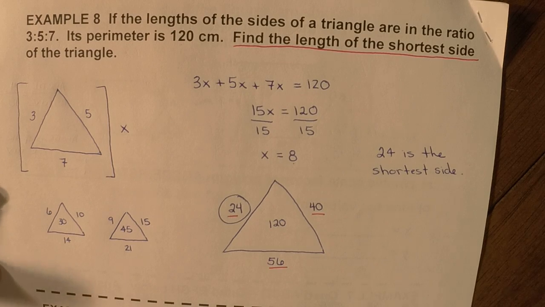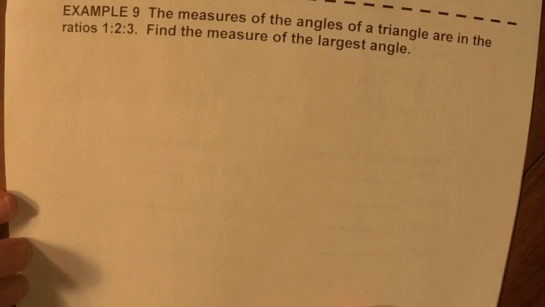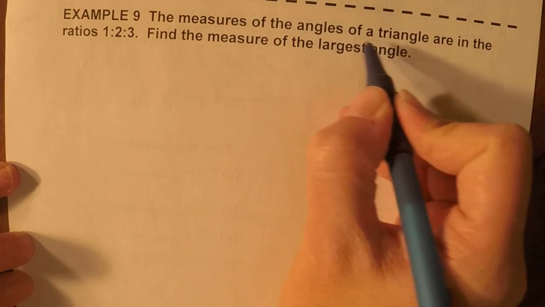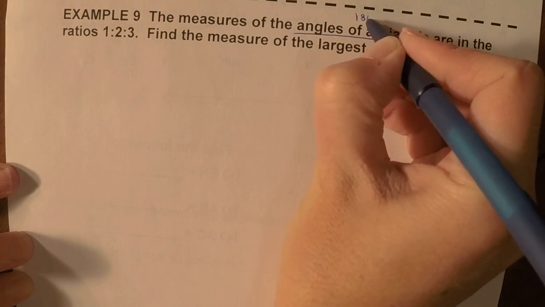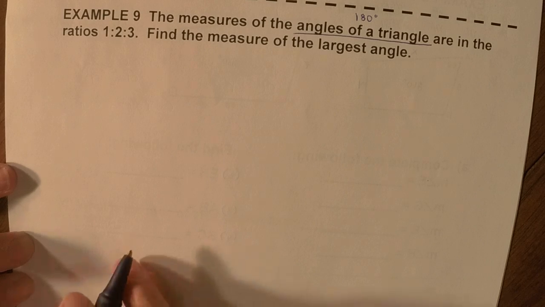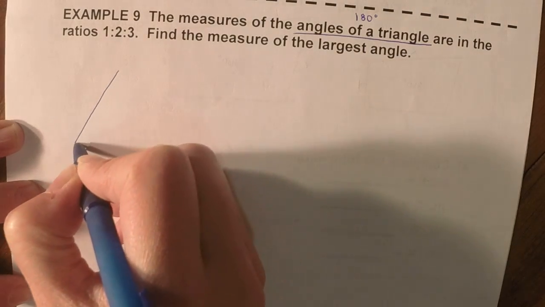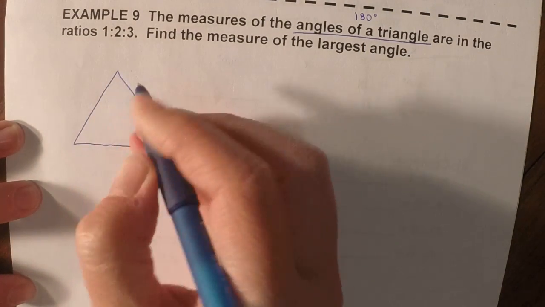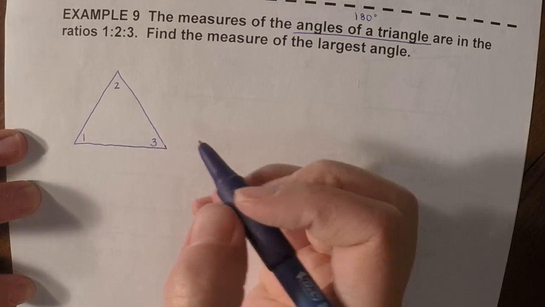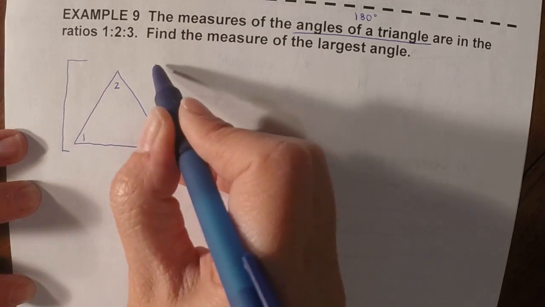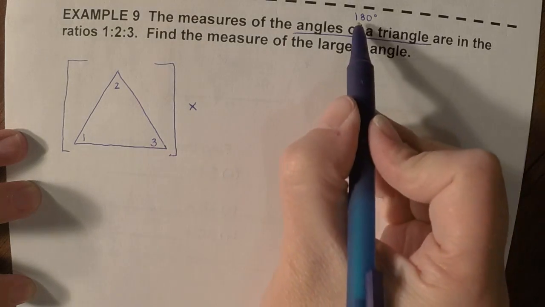So let's look at the bottom. The idea is the same, but the question is a little bit different, so I'm going to help you get it set up. It says the measures of the angles of a triangle. Well, automatically we're talking about the angles of a triangle, so we know this should be 180 degrees. And it says they are in ratio of 1 to 2 to 3. So now, instead of being the outside and talking about perimeter, we're saying here's angle 1, here's angle 2, here's angle 3.